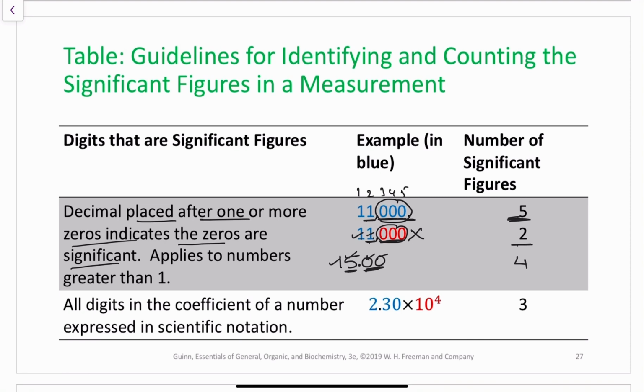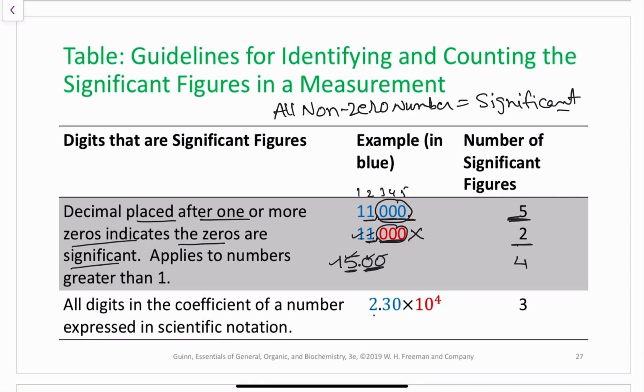So both rules say all non-zero numbers are significant. If you have 1, 2, 3, 4, any non-zero number, but if you have a 0 along with the non-zero number and you have a decimal somewhere, then the 0 will become significant. But if you don't have a decimal, then you don't count those zeros as significant, too.